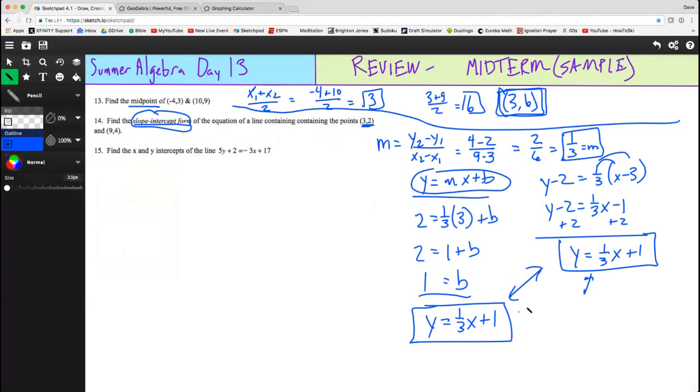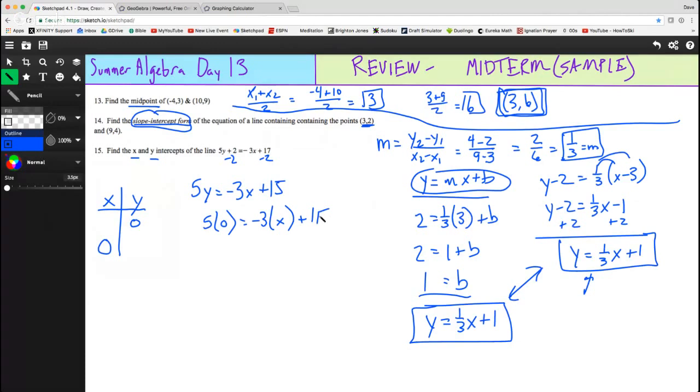Okay, find the x and y intercepts of the line like this. Well, one thing we can do is make it a little bit easier. Subtract 2 from both sides and say, well, 5y equals negative 3x plus 15. Now I got to find my points. What does it mean to be the x and y intercept? Well, the x-intercept is where y is 0, and my y-intercept is where x is 0. So let's figure out what x is when y is 0. So we'll say, well, 5 times 0 equals negative 3 times x plus 15. So 0 equals negative 3x plus 15. So 3x equals 15, so x equals 5.